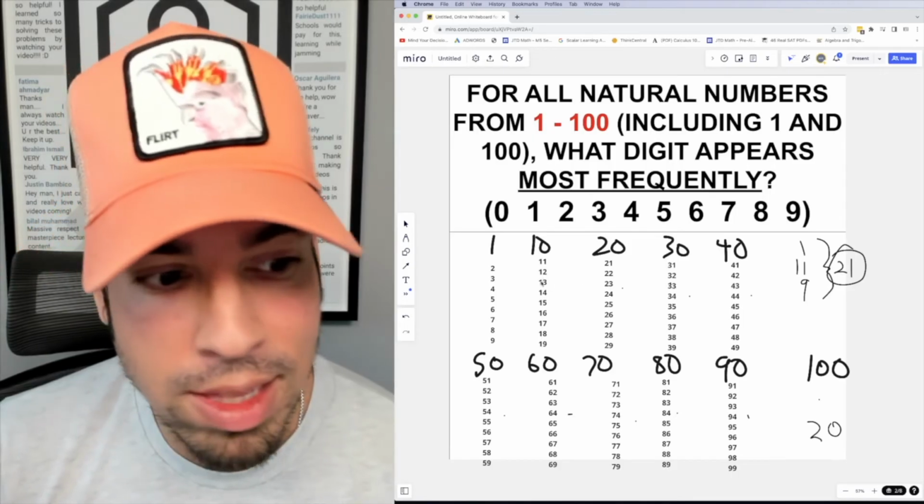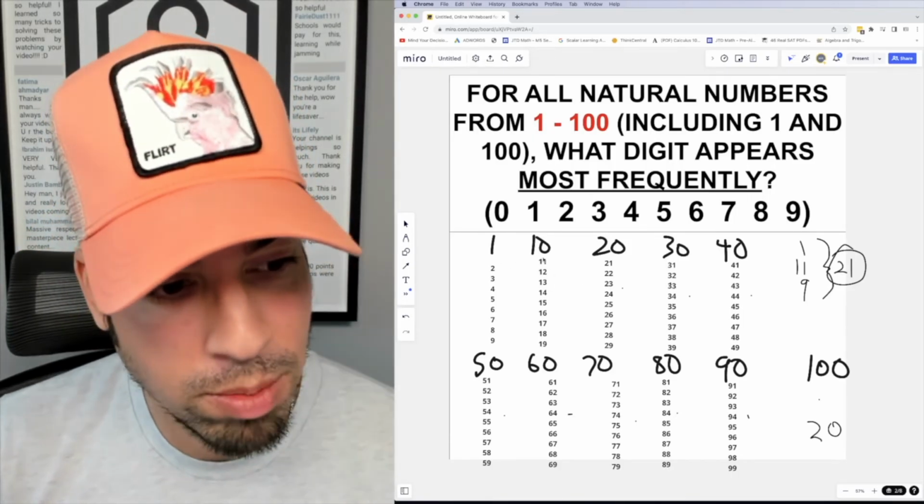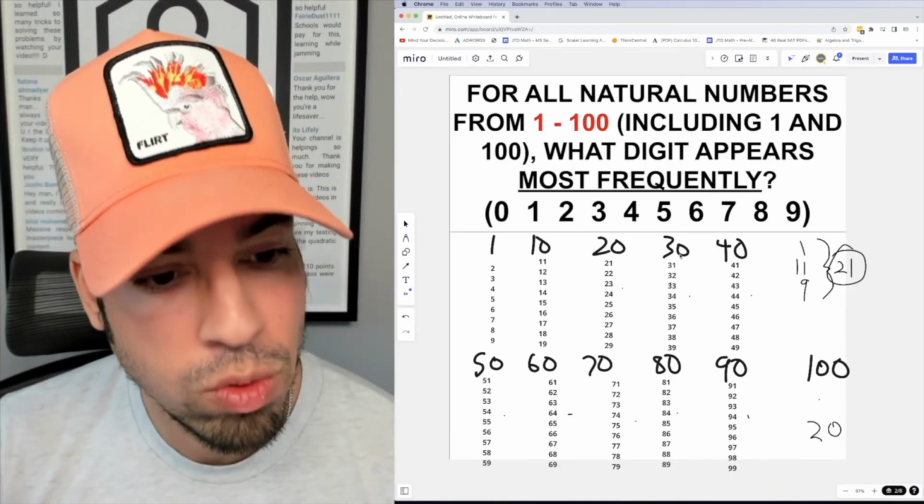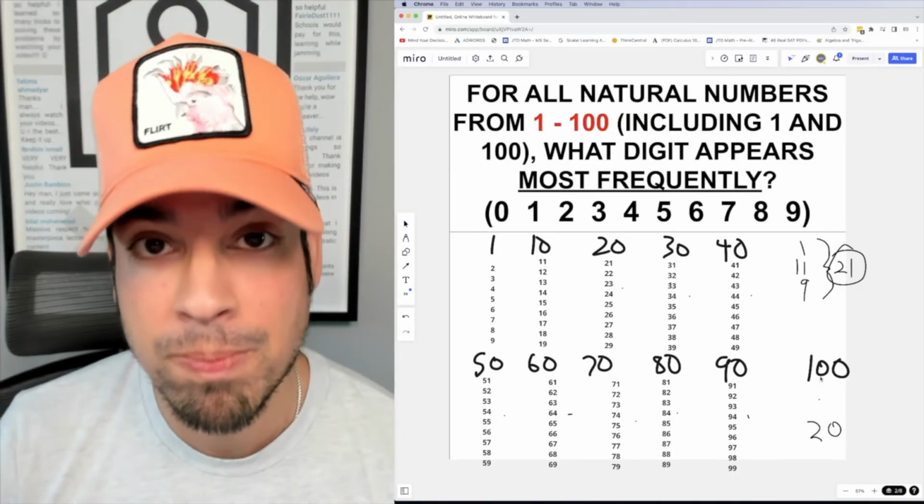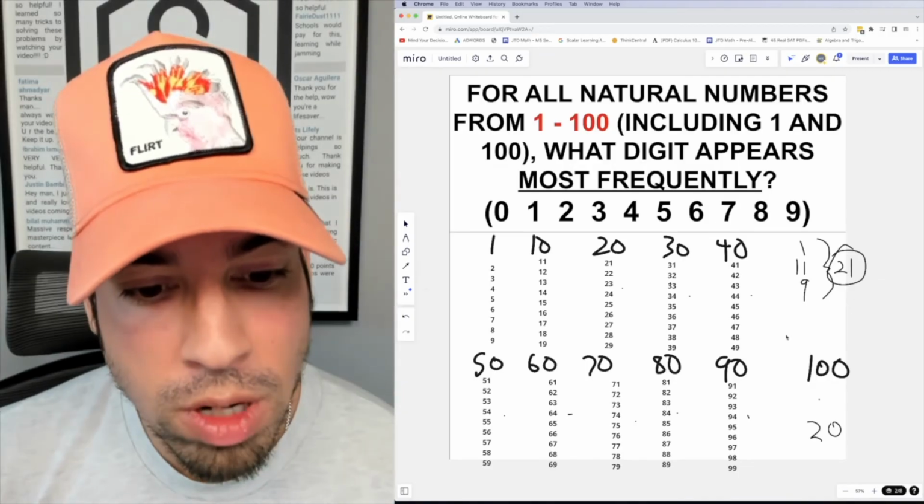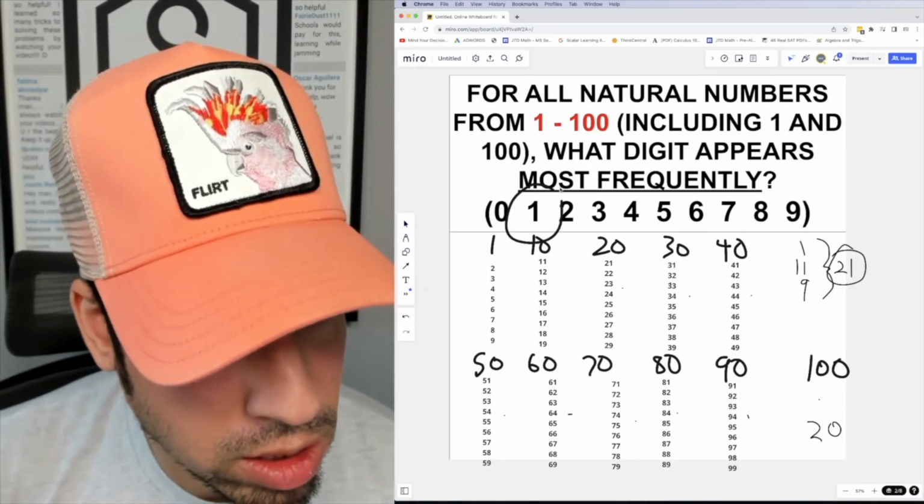The only one that's going to be the least present out of those is going to be 0. For 0, we only have 1, 2, 3, 4, 5, 6, 7, 8, 9, 10, and 11. So there you have it. The natural number that appears most frequently is 1.